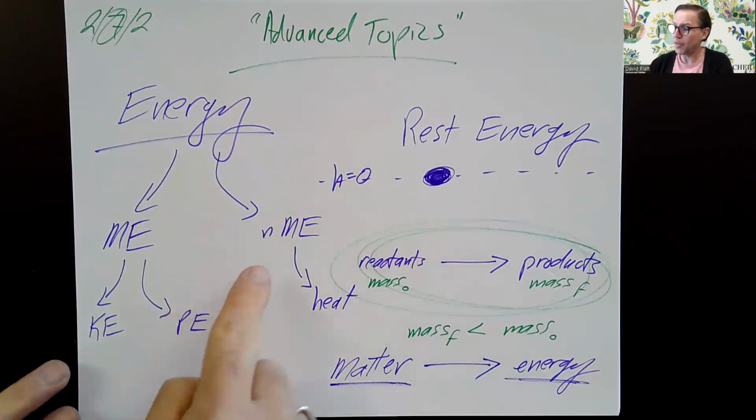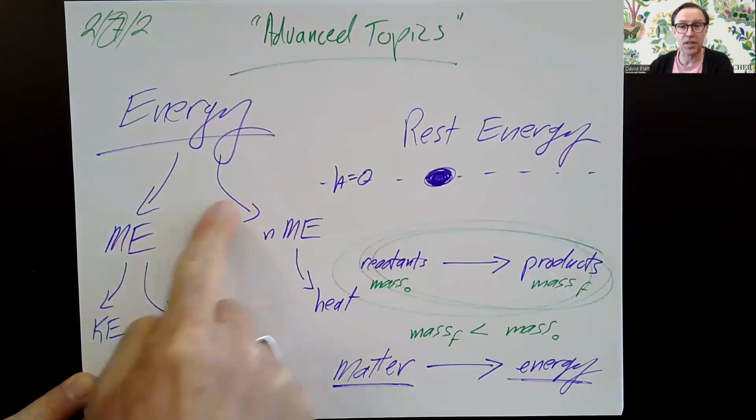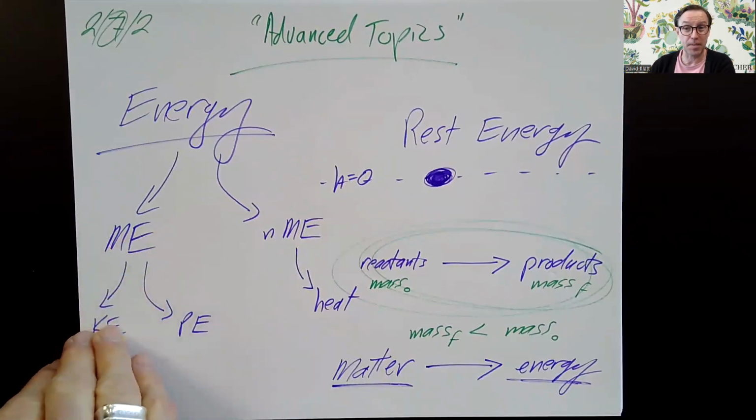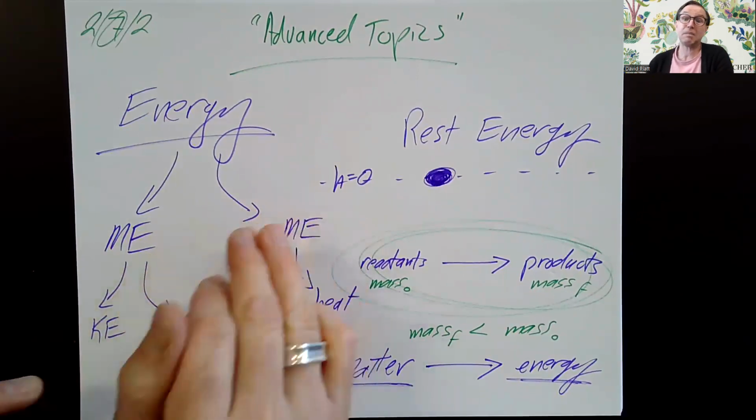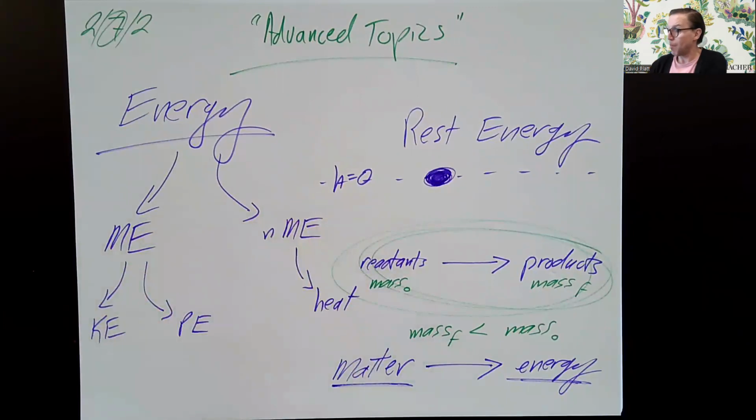Because we've talked about the law of conservation of energy. All the energy that was there at the beginning is still there at the end. And all the energy that's there at the end was there at the beginning. But here, I'm not saying that. I'm saying there is some energy there at the end that was not there at the beginning. It was in this different form, matter.